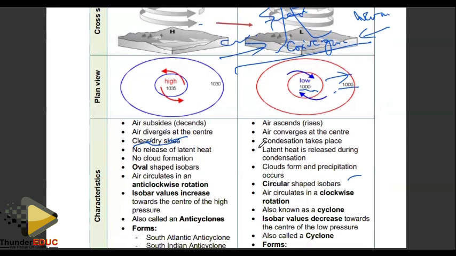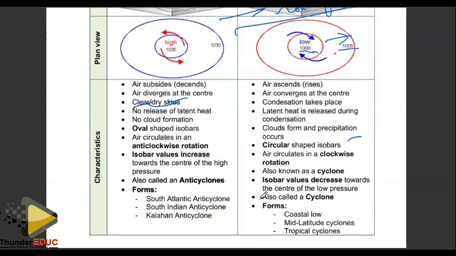Then latent heat is released during condensation. We have the release of latent heat as the condensation takes place, and also clouds form and precipitation occurs. We talked about that. Then circular shaped isobars. Yes, they are circular shaped. You can see in this instance the isobars are circular shaped. And the air circulating now has a clockwise rotation. Take note of this. When you are having a low pressure cell, we have a clockwise rotation. So that is basically the difference between a high pressure cell and a low pressure cell.